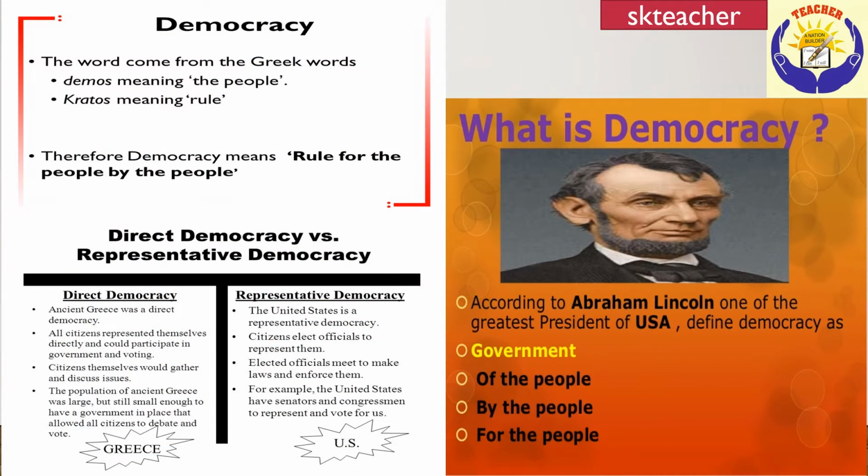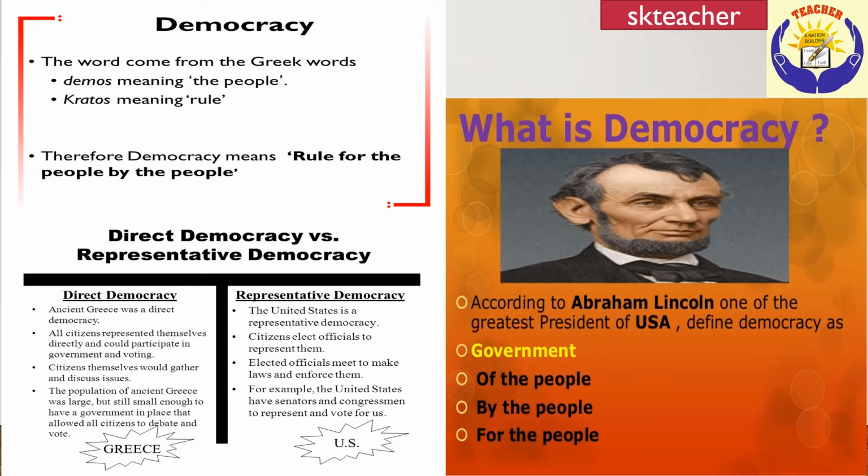First, we have to find out the meaning of the word democracy. The word democracy is derived from the Greek language. This single word is made of two words: one is demos, another one is kratos. Demos means the people. Kratos means rule. So put together, the word democracy means rule for the people and by the people.